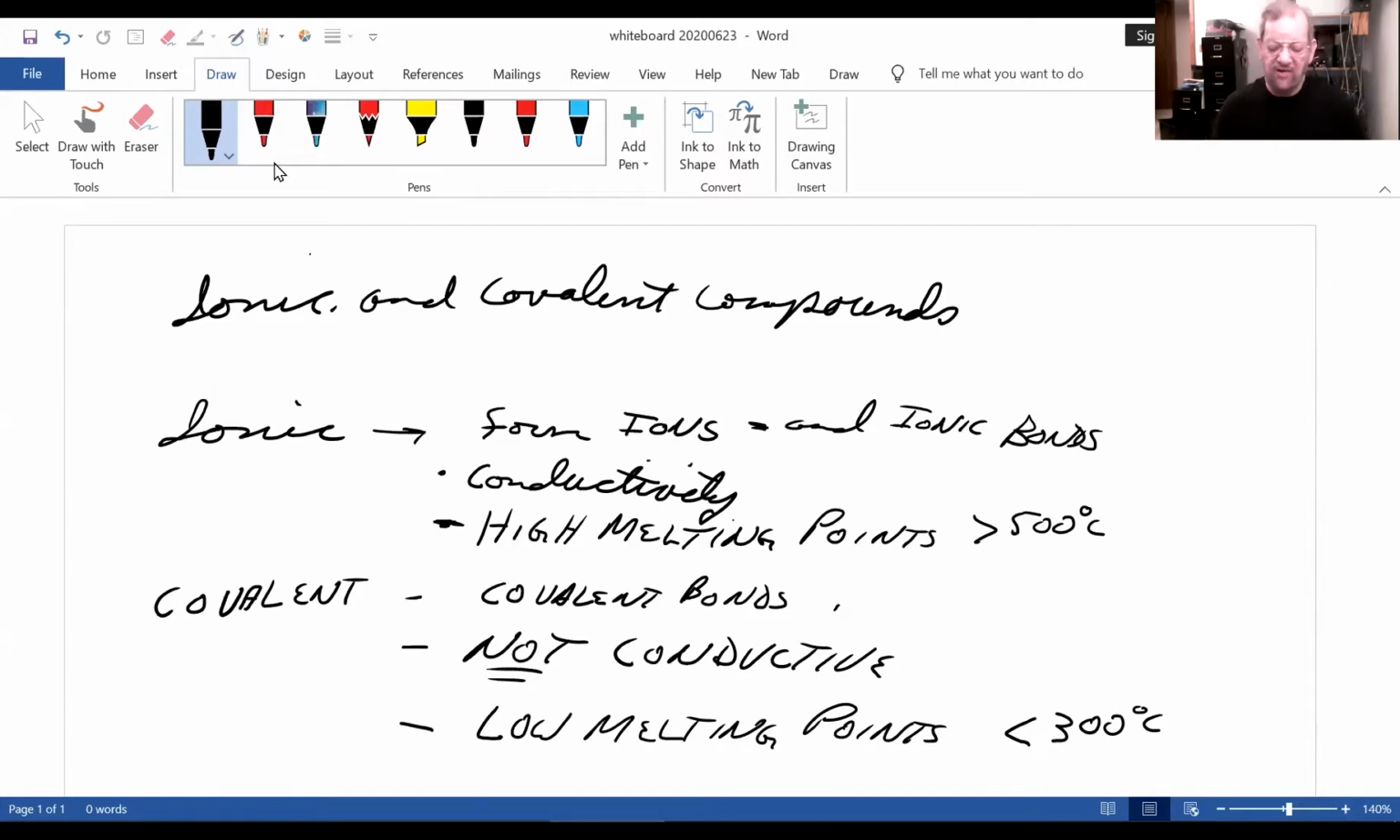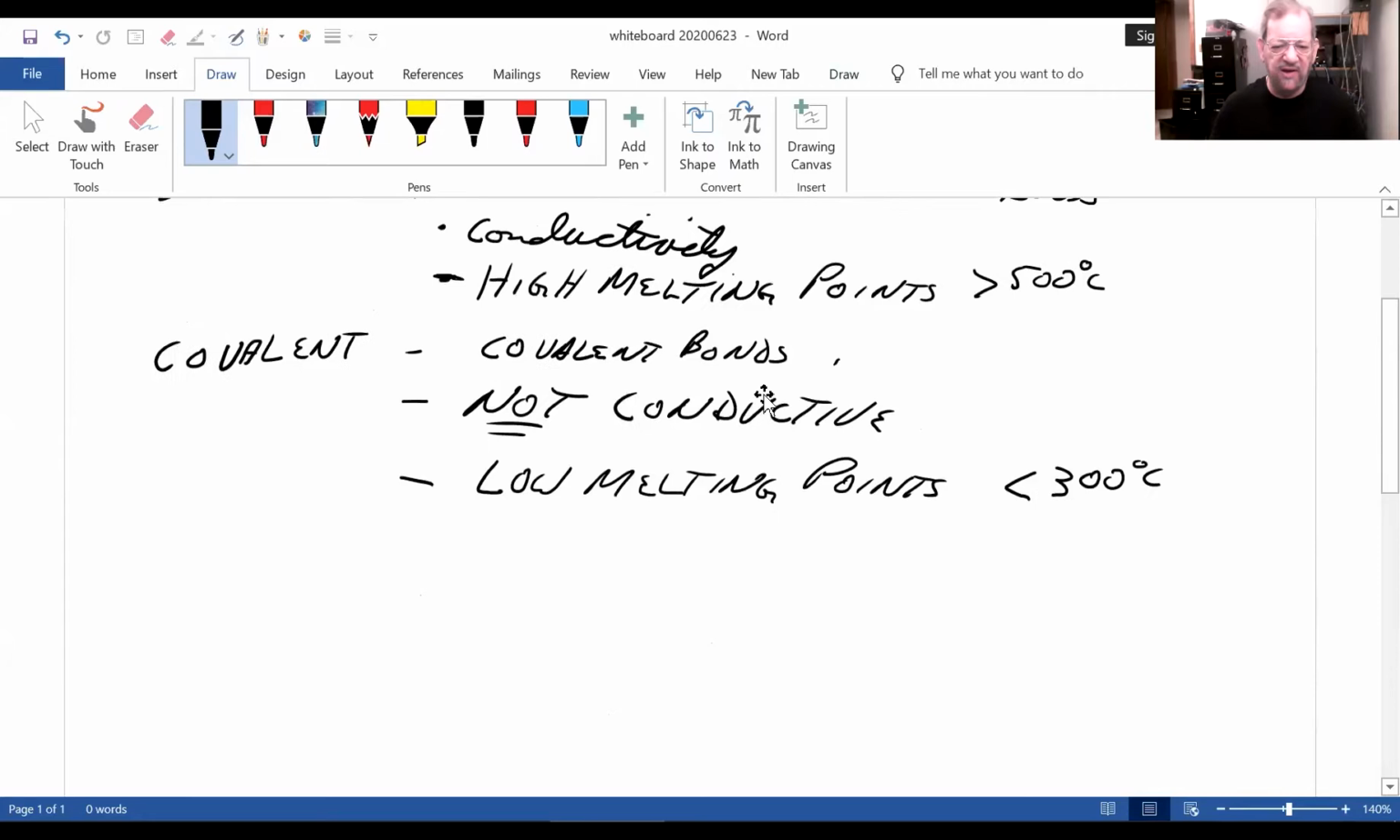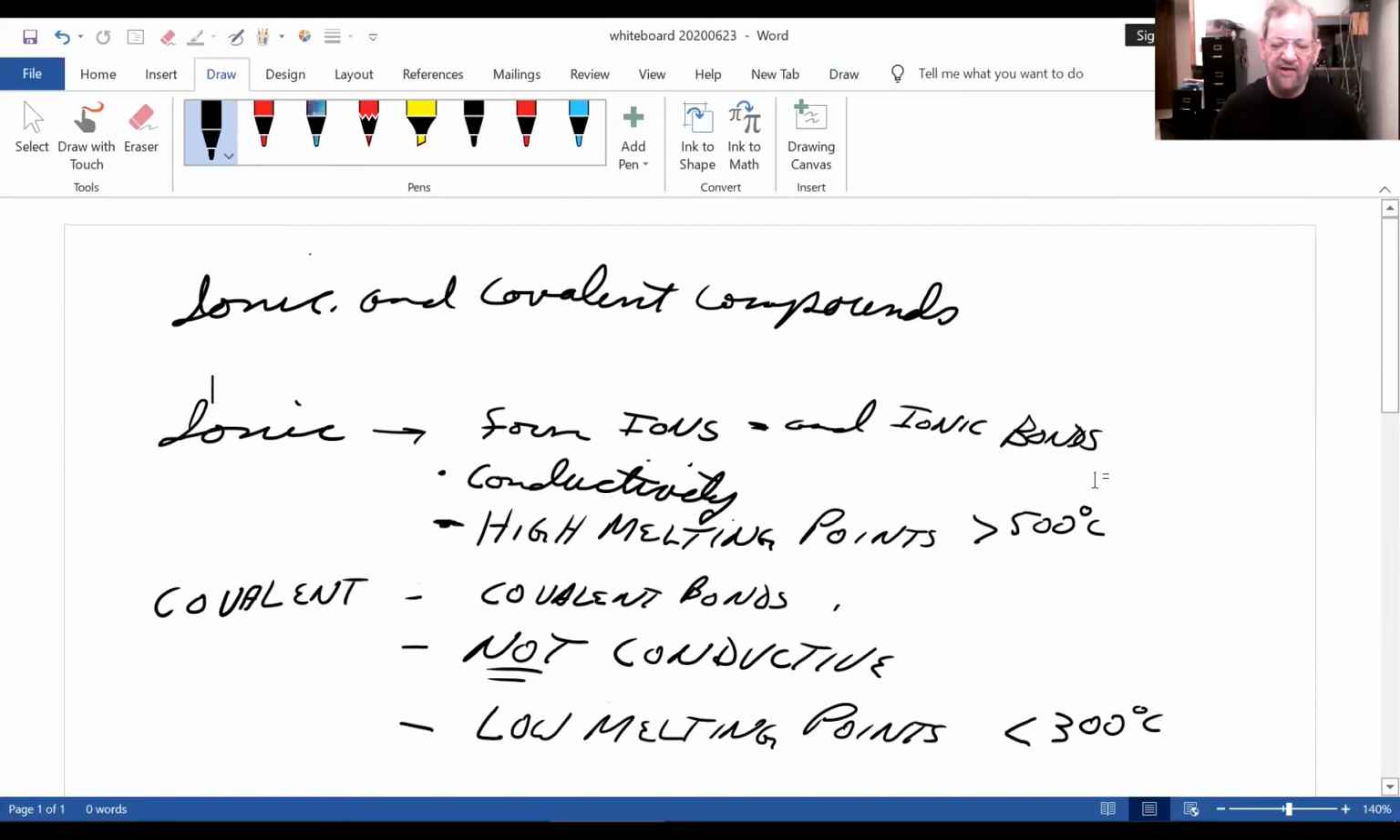And today's lab, what you'll be doing is on Labster, you have two unknowns, and you'll be testing for conductivity. And if it has conductivity, conducts electricity, it's ionic. If it does not conduct, it's covalent. You'll also do a melting point. If the melting point is high, it's ionic. If it's low, it's covalent.